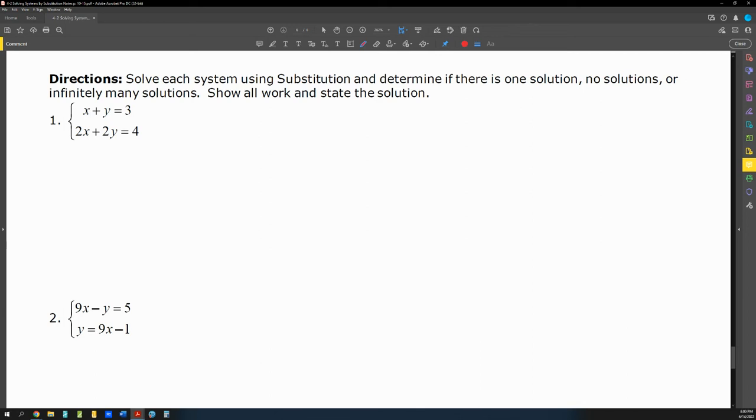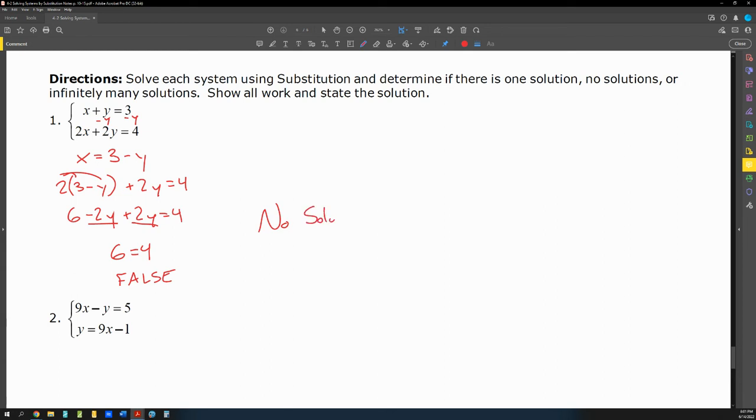Number 1, let's go ahead and solve that first equation. Let's solve for x. So subtracting y from both sides, and we get x is equal to 3 minus y. I'm going to plug that into the other equation. So we have 2 times 3 minus y plus 2y is equal to 4. 2 times 3 is 6. 2 times negative y is negative 2y. And then plus 2y is equal to 4. Combining like terms, negative 2y and positive 2y cancel out, and we're just left with 6 equals 4. This is a false equation, and so that tells us that there are no solutions.